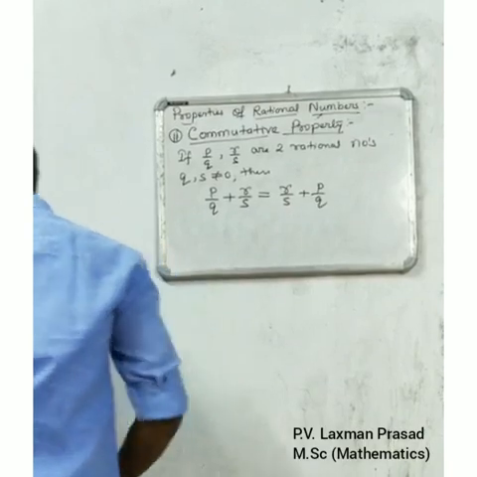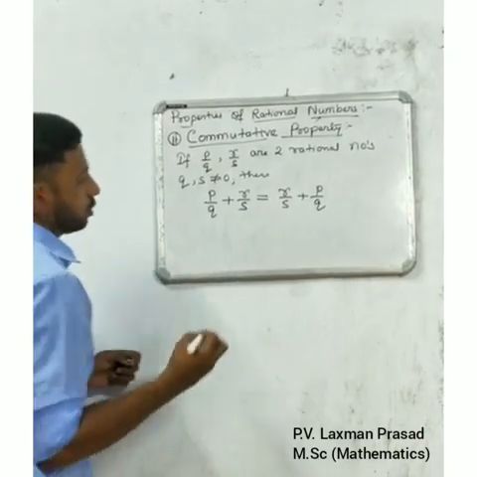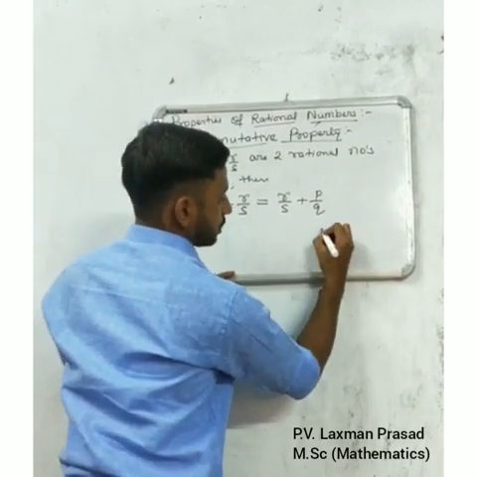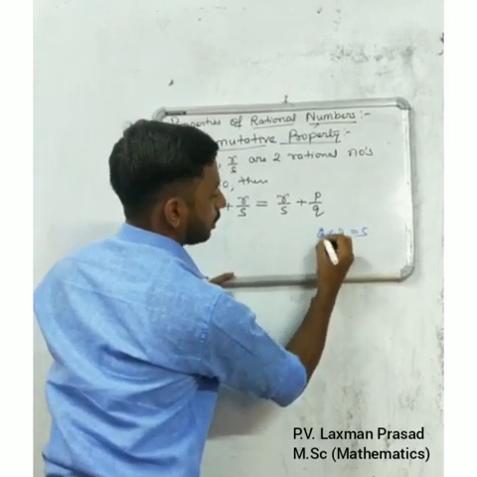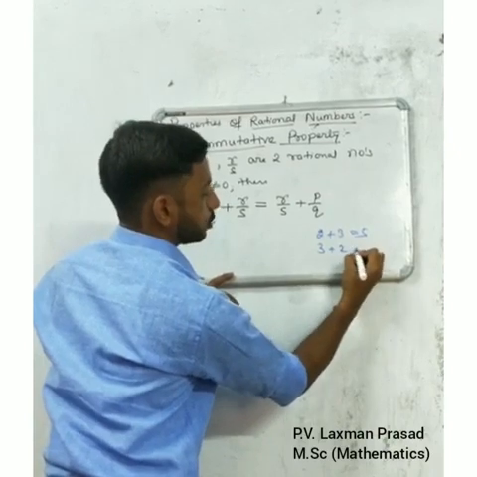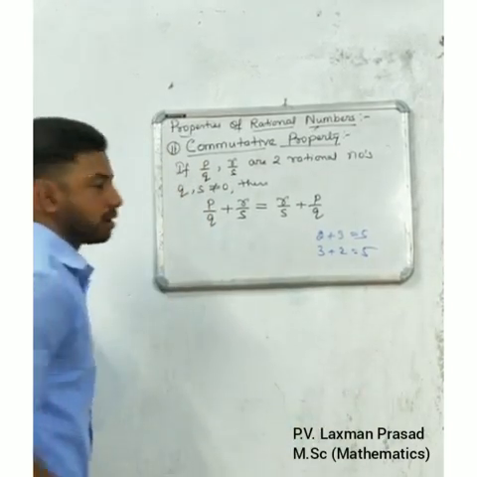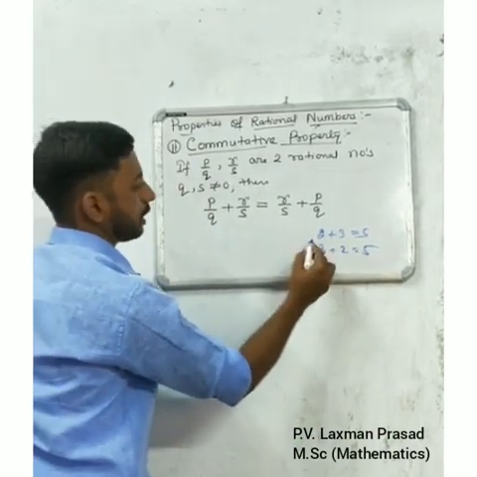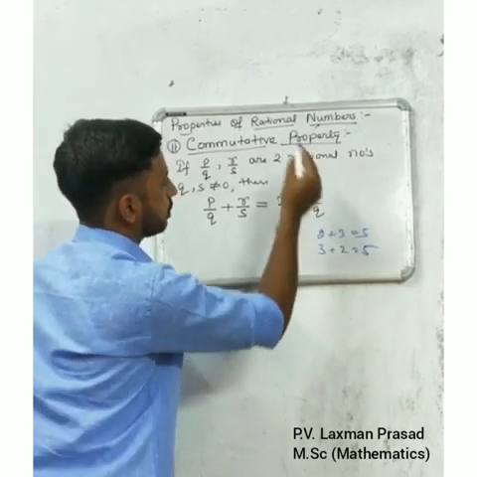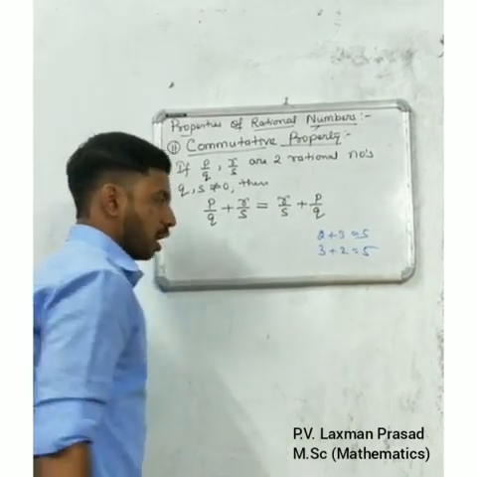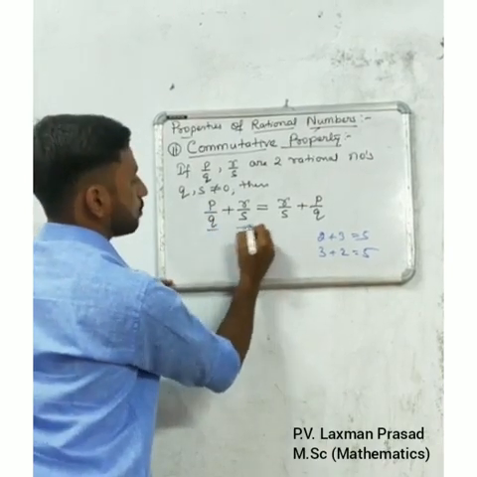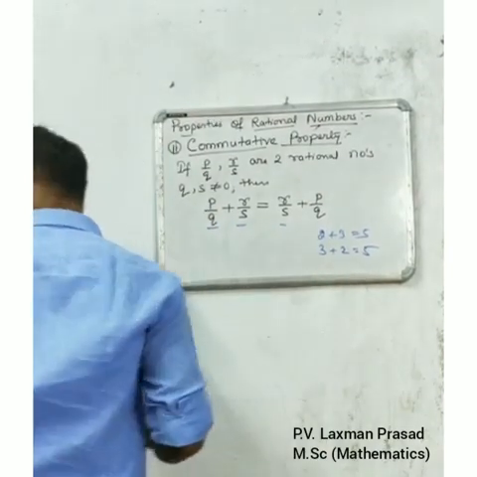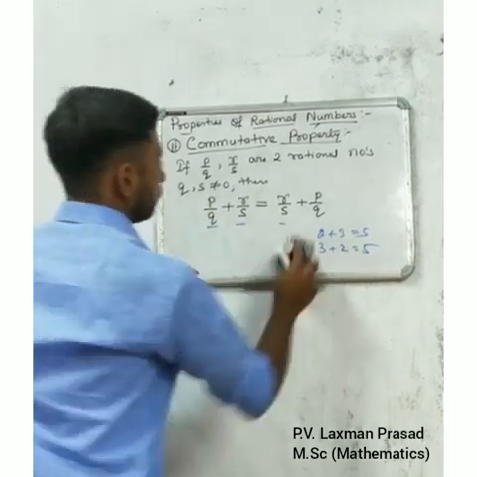In basic lower classes, you know that when you add two integers, suppose 2 plus 3, the result will be 5. If you reverse the numbers, 3 plus 2, the result is still 5. So we say that addition of integers is commutative. Similarly, when you add two rational numbers, you will also get the commutative result. Let's take an example.